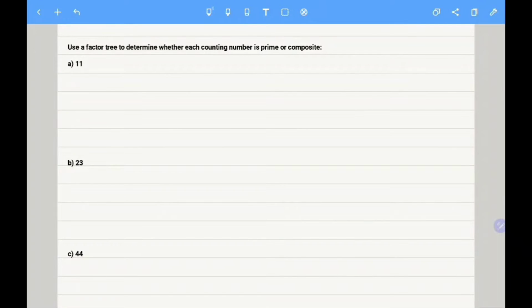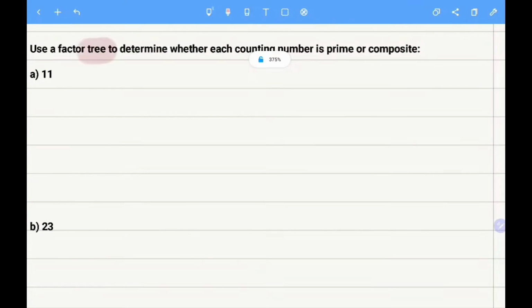Question 1 says, use a factor tree to determine whether each counting number is prime or composite. So first of all, before you answer any question, you have to identify the keywords. Here, keywords are factor tree, prime, and composite. So first of all, we need to know what a factor tree is, and that I am going to show you as we progress through the different questions. And a prime number and a composite number.